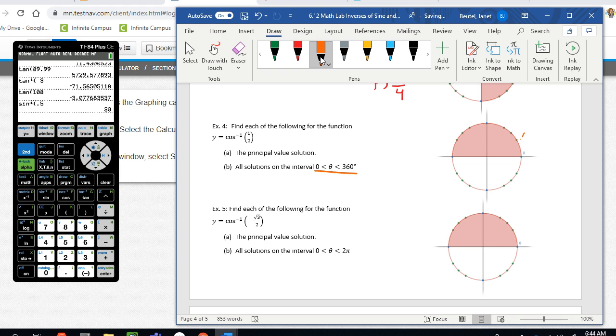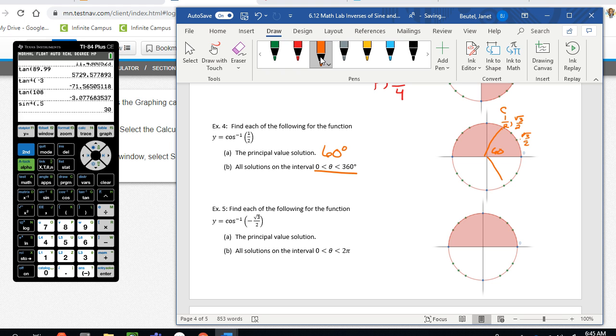It's 1/2. Sorry, this is square root of 3 over 2. I'm going by memory, guys, sorry. And that's 1/2, and this is square root 3 over 2. Okay, so for cosine, it's going to hit right here, and it's going to be 60 degrees. Principal solution, 60 degrees.